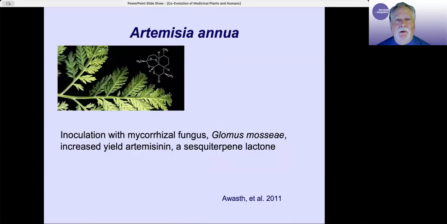Now we have a plant, Artemisia annua, what we call Sweet Annie. And the inoculation of that plant with mycorrhizal fungi actually increases our artemisinin, which is a sesquiterpene lactone, and we use this in malaria. It's a very useful compound. So we see that the presence of interactions below ground with any number of biological neighbors, right? In this case, mycorrhizal fungi, changes production of compounds.